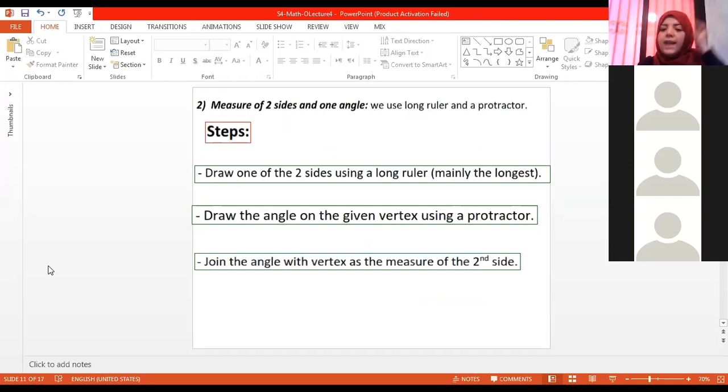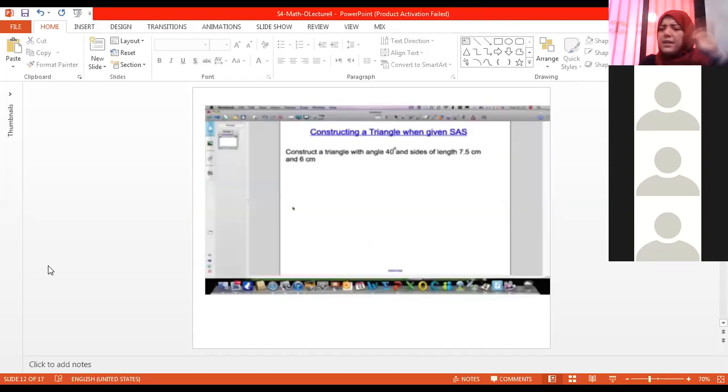So let us now go for the second case, and the second case is when you have two sides and one angle. So the first step is to draw the first side, use the protractor, and put the angle. Then this side, you should use a ruler to measure it, okay? I think this one is very clear, but let us see the steps.